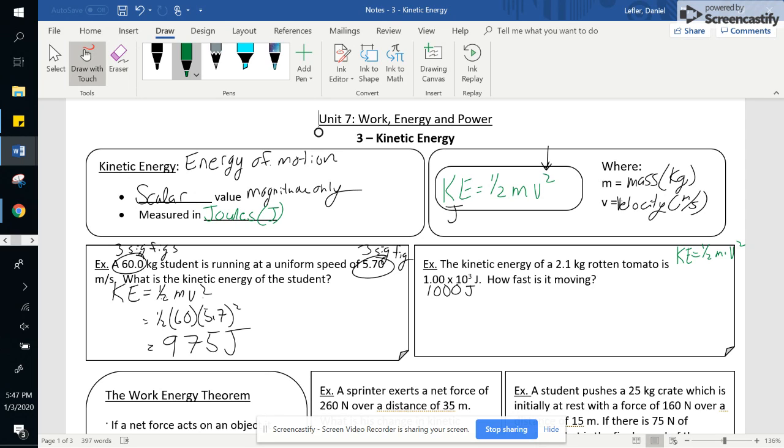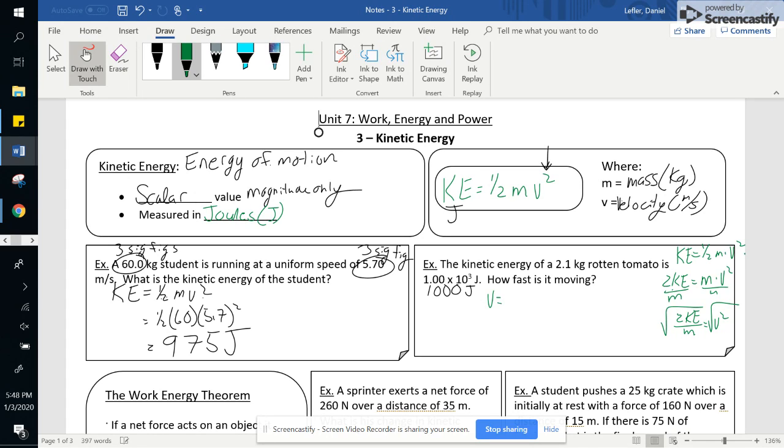If I multiply both sides by 2, I end up with 2 KE equals m times v squared. I then divide both sides by m. I get 2 KE over m equals v squared. So we take the square root of both sides. We get our nice, neat formula.